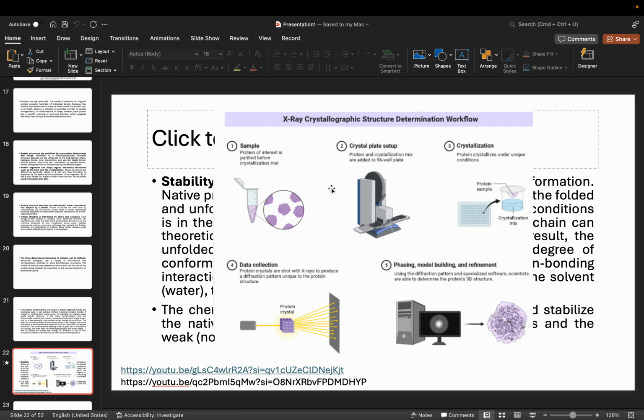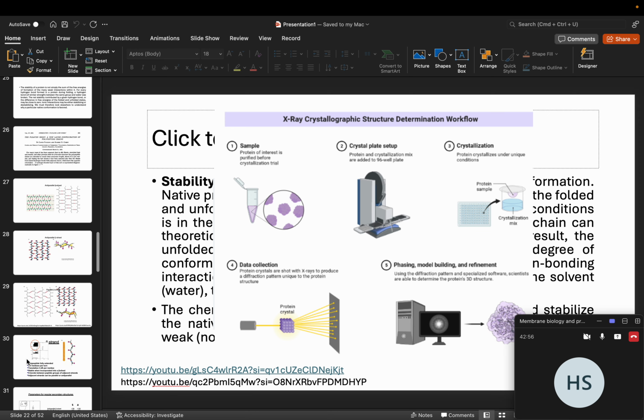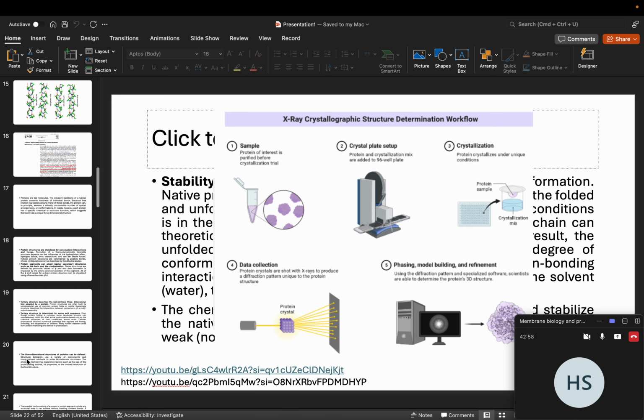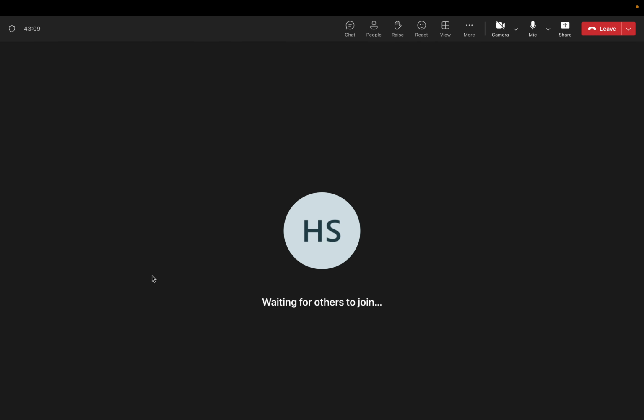So the remaining revision we will do in the next class. Very few slides are left, and then we can continue our discussion. I'll show you one of the simulations of a protein which is transporting a substrate, so you can get an idea about how exactly proteins look and how they are functional.